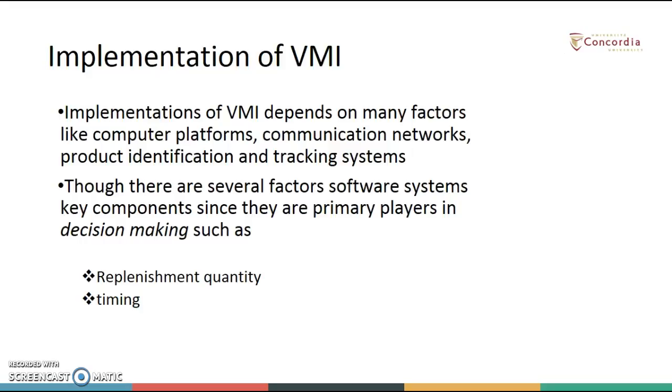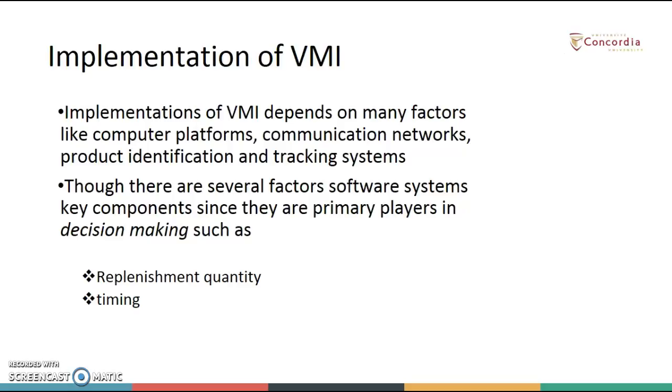First is computer platforms. Since the technologies used for implementing VMI mainly depend on the computer systems, we have to consider computer platforms. And since communication is the key factor that is spoken of overall in the VMI, we have to choose the networks that are used for the communication very effectively and efficiently. And the other factors are product identification and tracking systems.